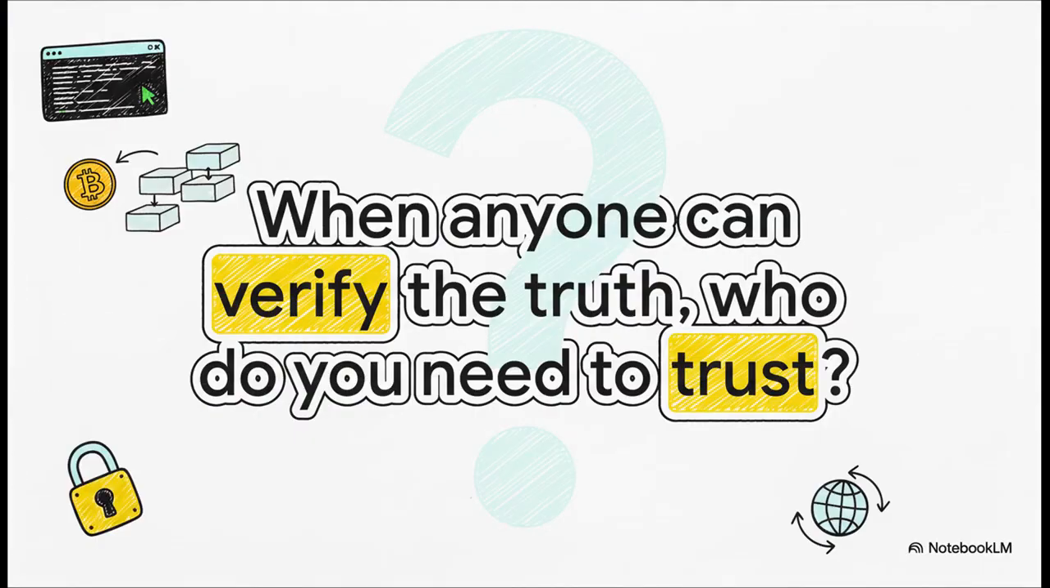And that leaves us with this really fascinating final thought. The whole point of this entire system of running a node, of validating billions of transactions, is to build a network where trust isn't necessary. So if anyone, anywhere, can check the truth for themselves, who's left that we actually need to trust? Something to think about. Thanks for tuning in.